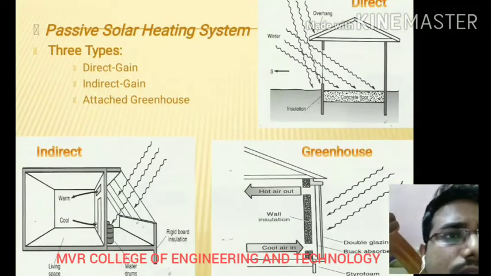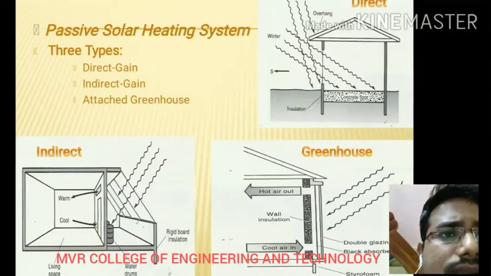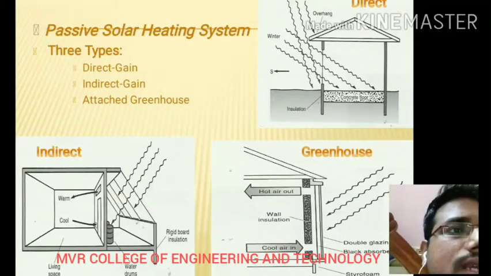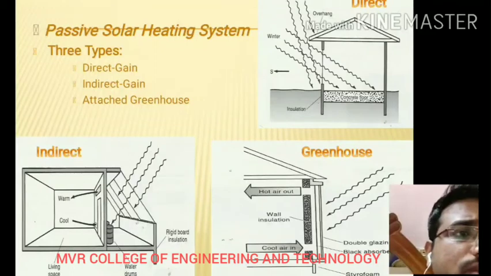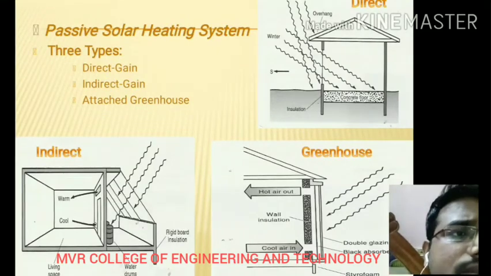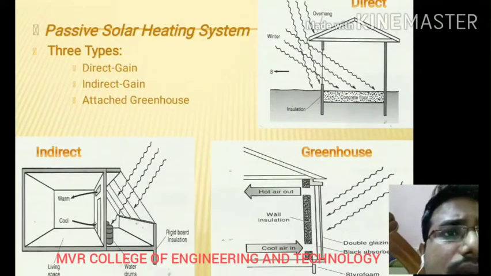So next one is passive solar heating system. There are three types. One is direct gain, another one is indirect gain, another one is attached greenhouse. So here you can see a direct gain system. There is a concrete floor, and in winter and summer there is an overhang and insulation. So there is direct gain, indirect gain and attached greenhouse.